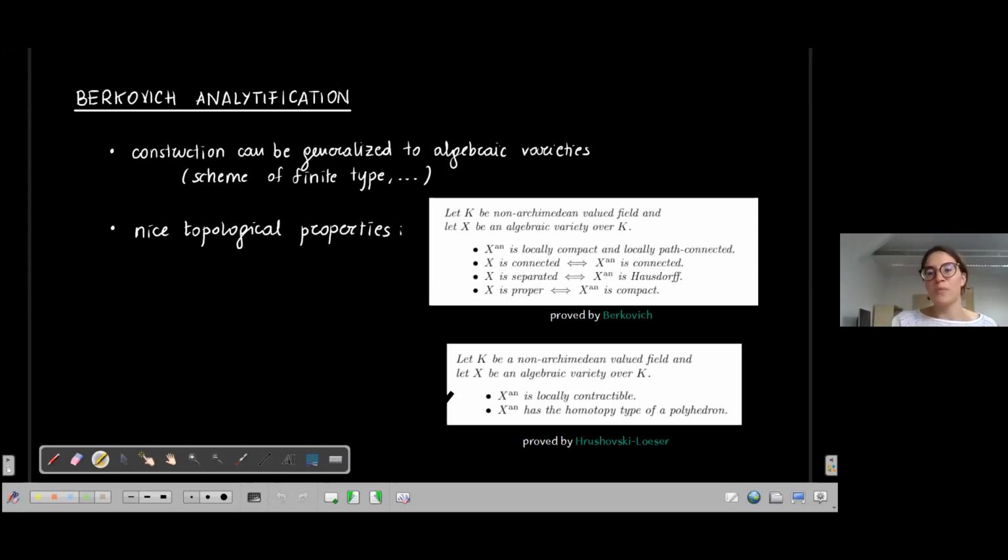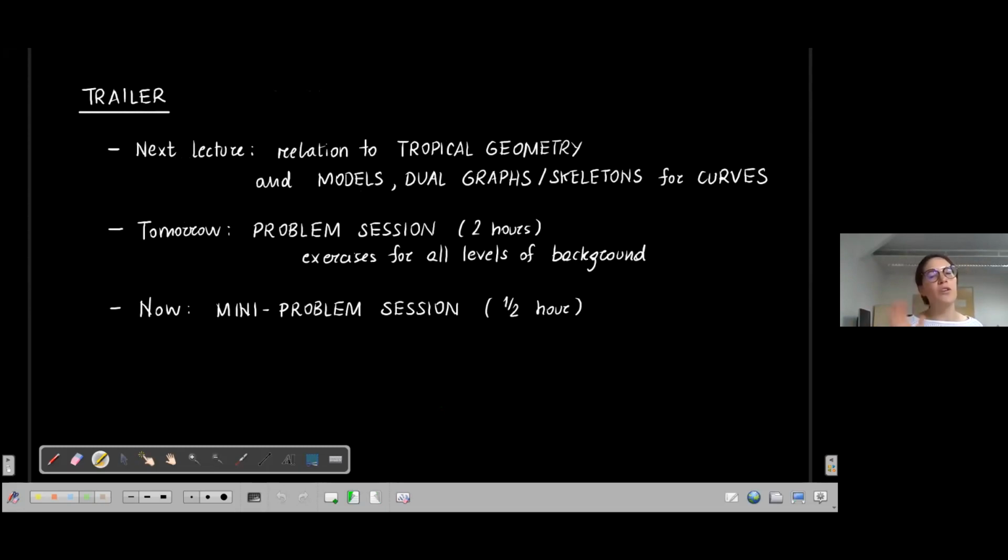Let me just mention what else we will see on Wednesday. As I said, I will talk about the skeletons, but just in the case of curves, since the main question that I want to tackle is what is the relation between the Berkovich space and tropical geometry. Of course, we'll just see some instances of the relations.